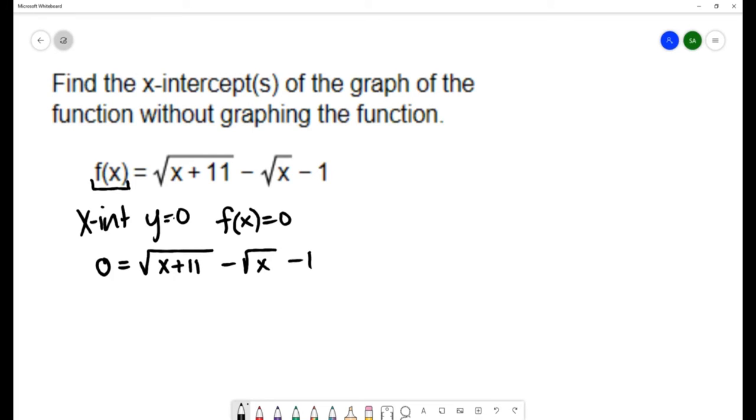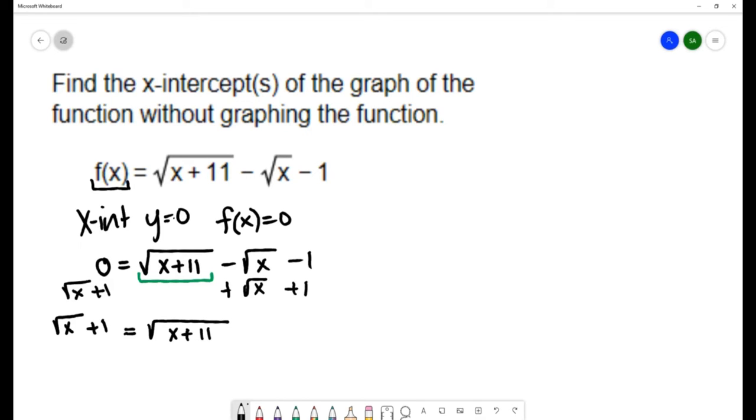So to solve an equation like this, we need to isolate the radical and then get rid of the radical by doing the opposite. So these are square roots. To get rid of a square root, you square. So I'm going to start by isolating this radical right here, the square root of x plus 11, and I'll do that by adding square root of x and adding 1 to the other side. So I'm going to add square root of x and add 1, and that means I have this radical isolated on the right, and on the left I have square root of x plus 1.